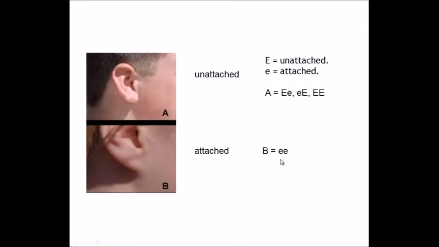So genotype is essentially the genetic makeup of an organism, and there's another word called phenotype, and that's how that's expressed. And in this case all that means is either you've got an unattached or an attached earlobe, and that's your phenotype. Another phenotype might be eye colour or hair colour. So phenotype is how it's expressed.